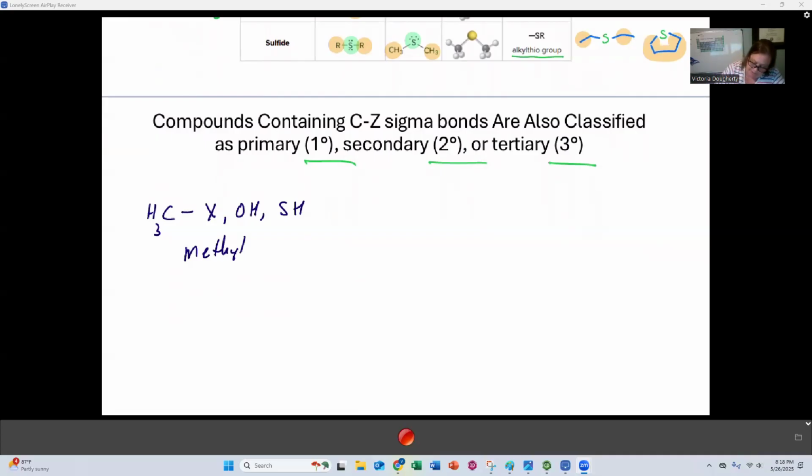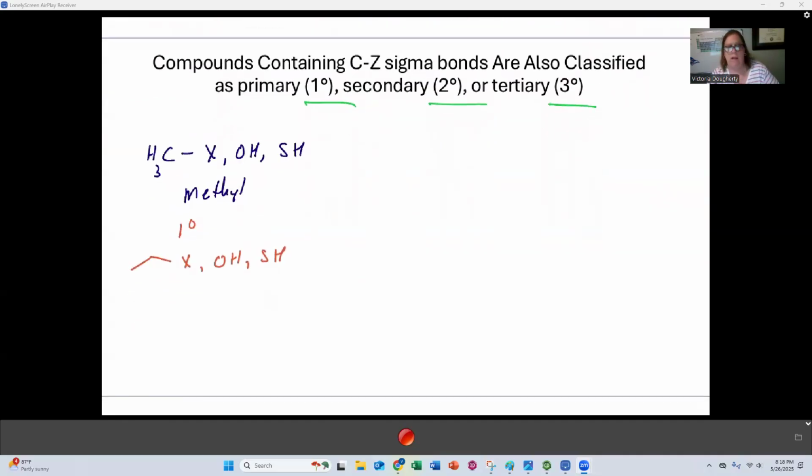Now, if I have something like this, where I have an X, an OH, or an SH, these we all refer to as primary. So primary alkyl halide, primary alcohol, primary thiol. All of those terminal groups are attached to a carbon that's only attached to one carbon. The flip side for this, and I think you guys are starting to get it, hopefully, if I have something like this, where I have an X here, an OH here, or an SH, this is called a secondary, because again, they're attached to a secondary carbon.